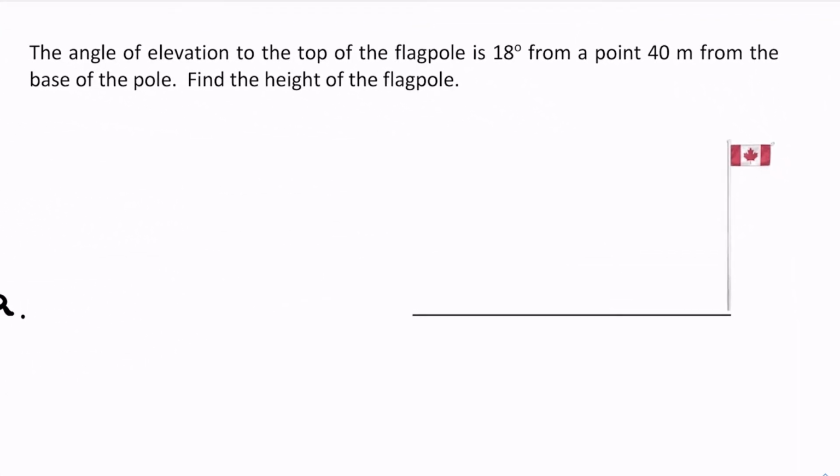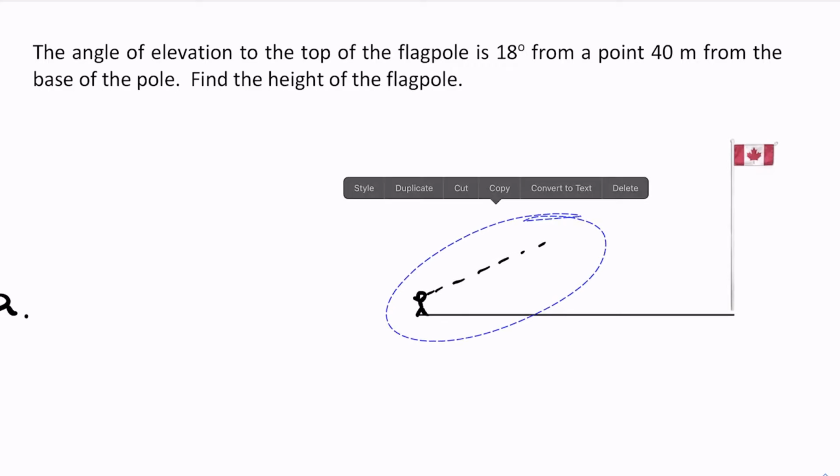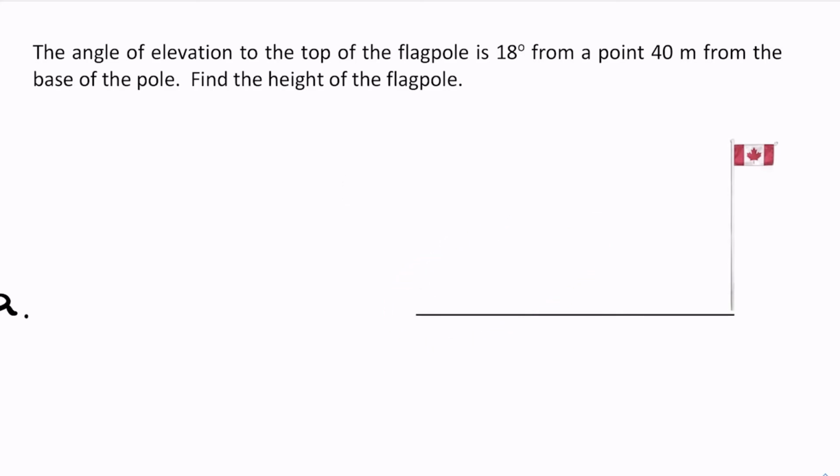So we're given this scenario here. The angle of elevation to the top of a flagpole is 18 degrees from a point 40 meters from the base of the pole. We want to find the height of the flagpole. So I'm going to assume that my individual is down here. And to simplify the problem, instead of having this individual have some height, I'm going to assume that the individual is just a point on the floor. And when they're looking up, they're looking straight up there.